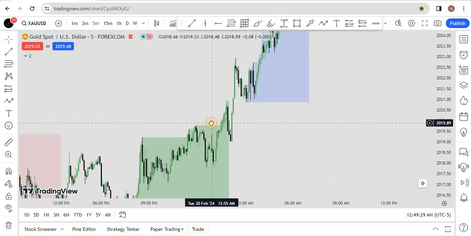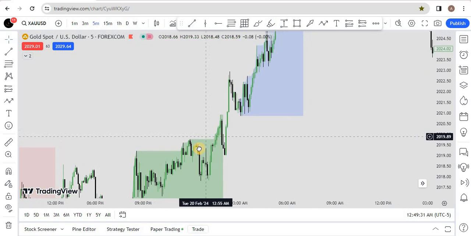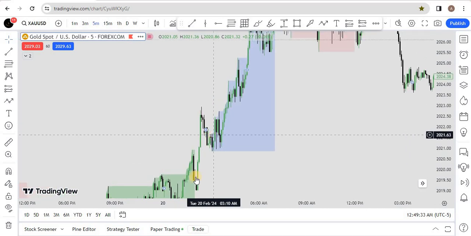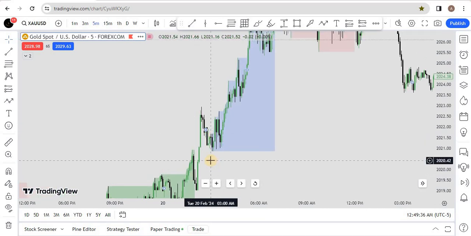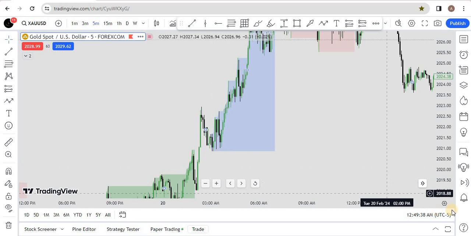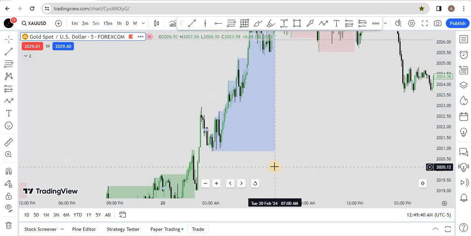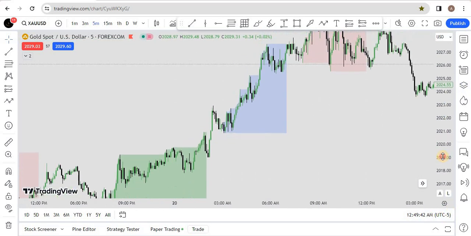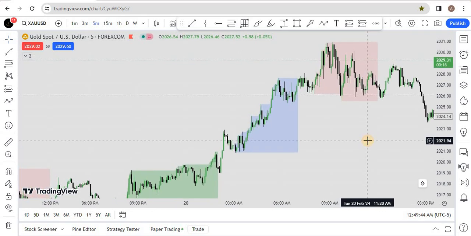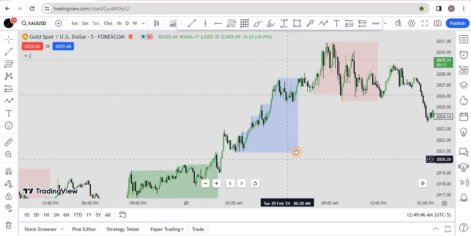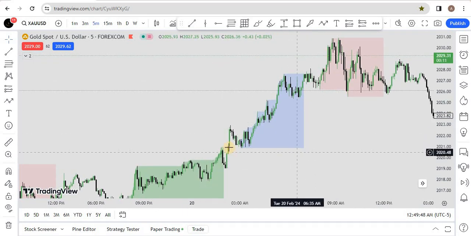If you see, the ICT kill zone hours start at 3 a.m. New York time, right? So basically what I told you, and also what ICT said, is that you will find setups or you will watch the screen during these kill zone hours.